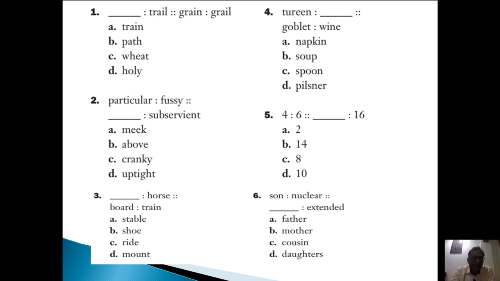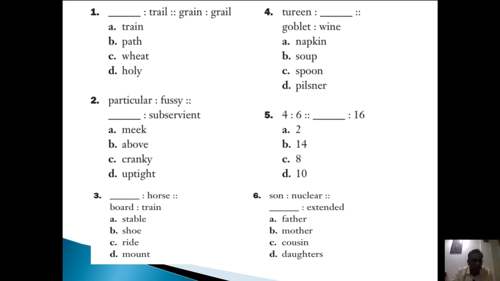Question number 1, option A: dash equal to trail, then grain equal to grail. What should be the answer? Okay, if you are not getting it, no need to worry, I am here for you. Train becomes trail when the N is replaced by an L, and grain becomes grail when the N is replaced by an L. That's why the answer is option A: train equal to trail and grain equal to grail.